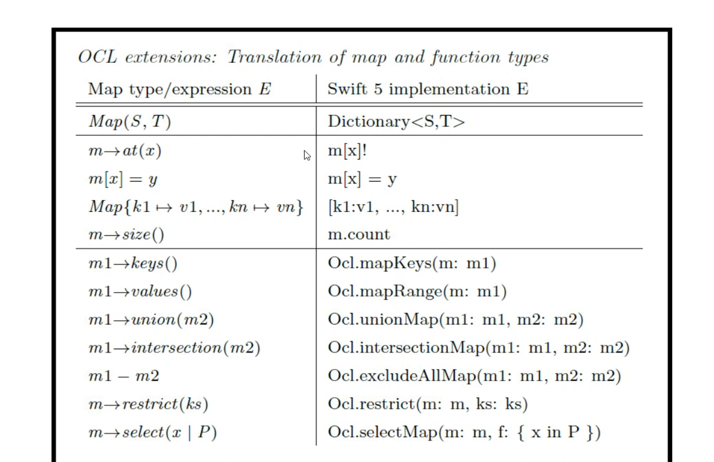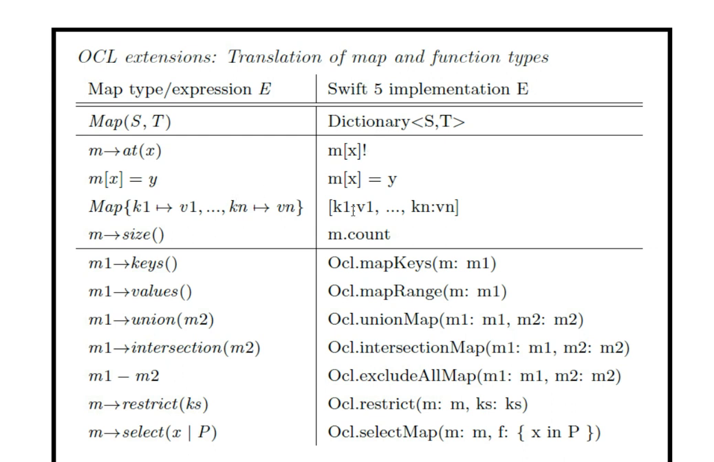In Swift, applying map to an element that isn't in the domain gives you nil. In order to get invalid, we try and dereference that nil element, and that gives you an exception, i.e. the equivalent of invalid in OCL. So that's why there's this extra exclamation mark, meaning obtain the non-nil element of the thing that's its argument. And of course, if that is a nil element, then we get an exception.